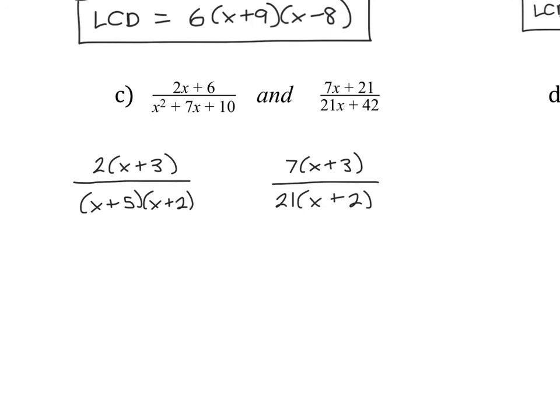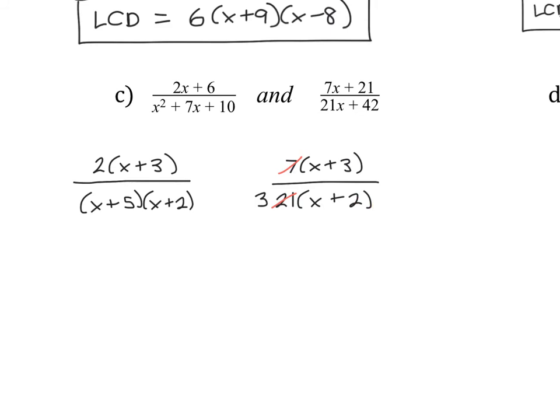So this is why we should always factor the numerator and denominator, because in this case, we can actually simplify this expression. We should do that because it will make our LCD a little bit easier as well. So if I have 7 and 21, this will cancel out and this will actually just become a 3. So our denominator is 3 times x plus 2.